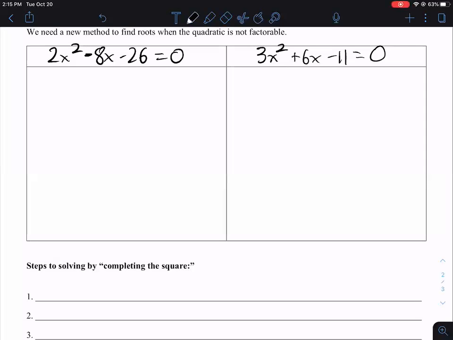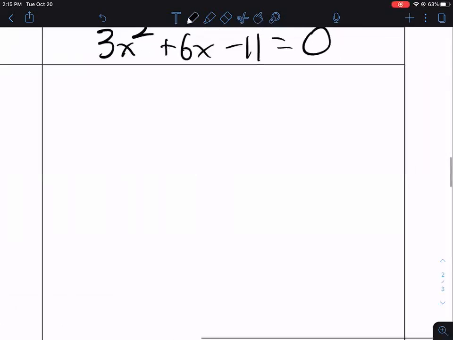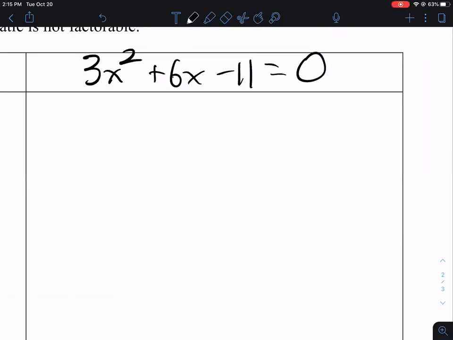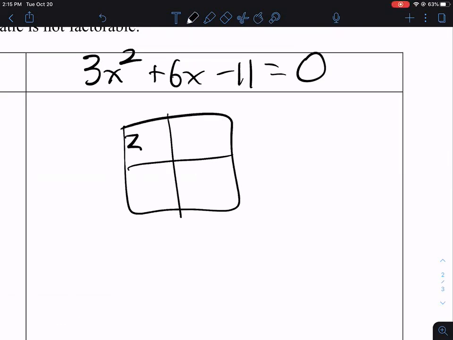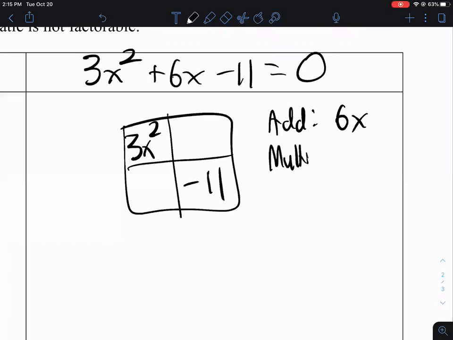Okay, so real fast, why do we need a new method, right? Why can't we just stick with last class's method? So don't write this down, but let's say that we did try to factor the left side. Again, don't write this down because you need all the space you can get. But we would try to factor it like this, right? We would put the 3x squared here, the minus 11 over here. So the missing two boxes have to add up to 6x and multiply to 3x squared times 11, which is negative 33x squared.